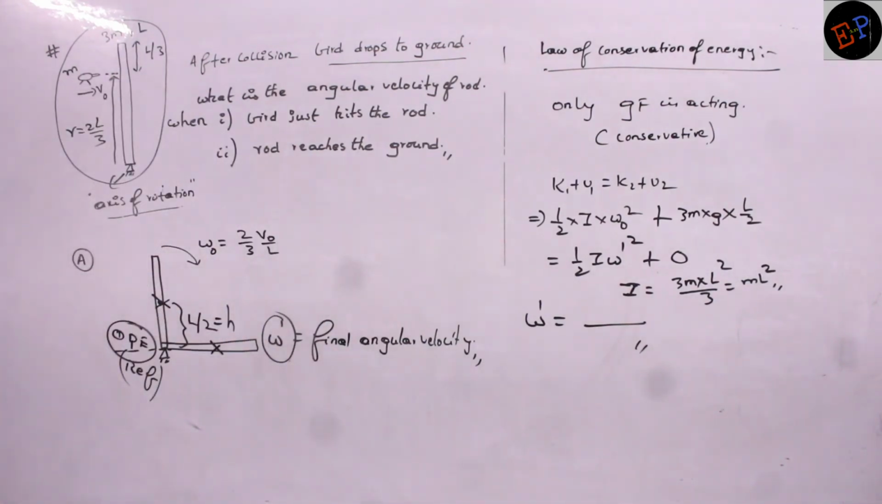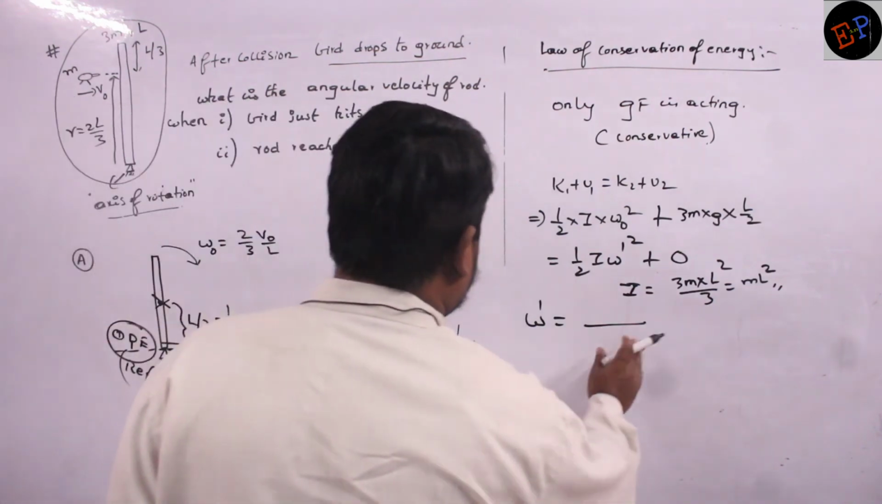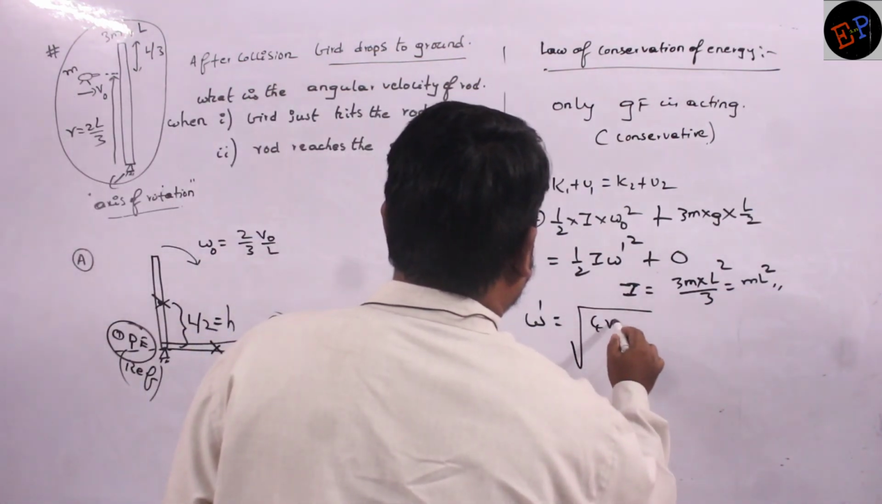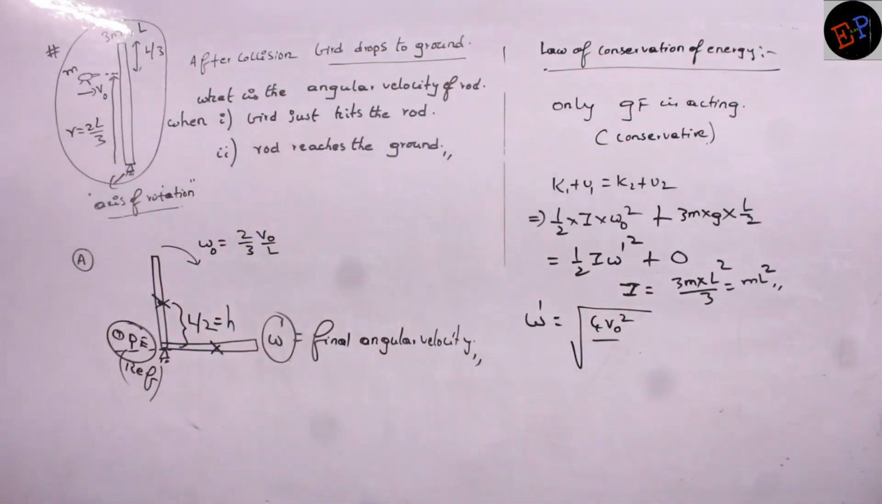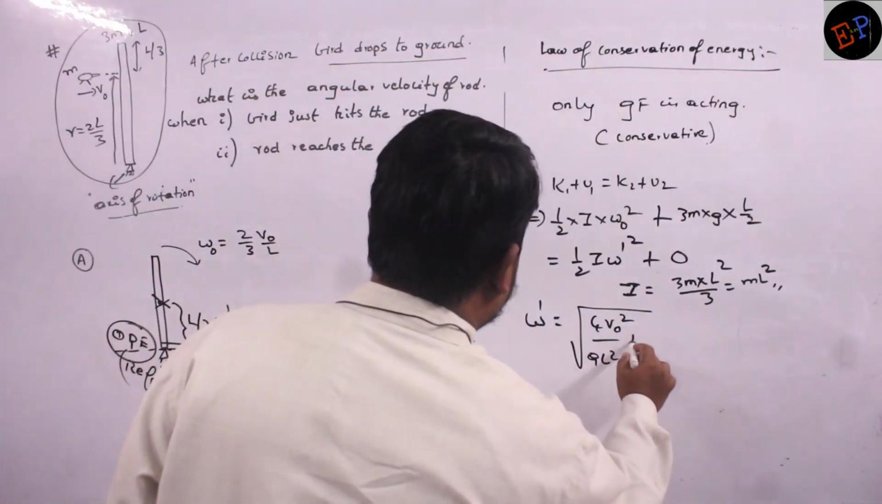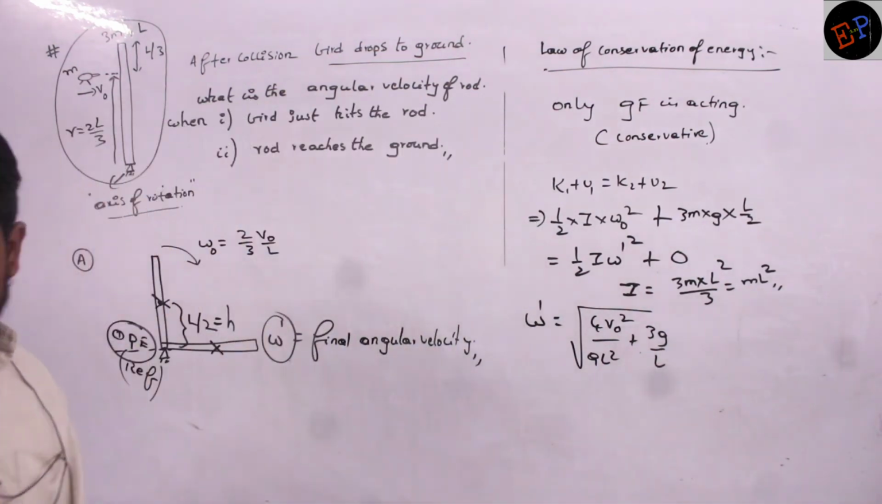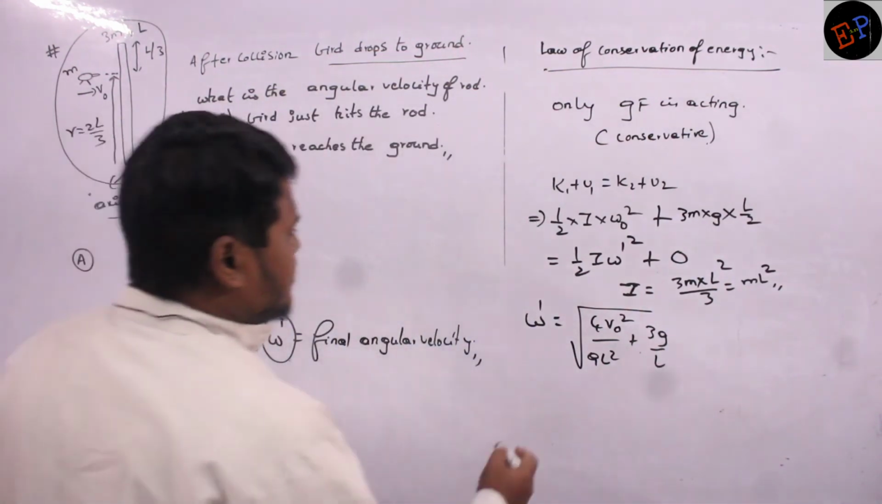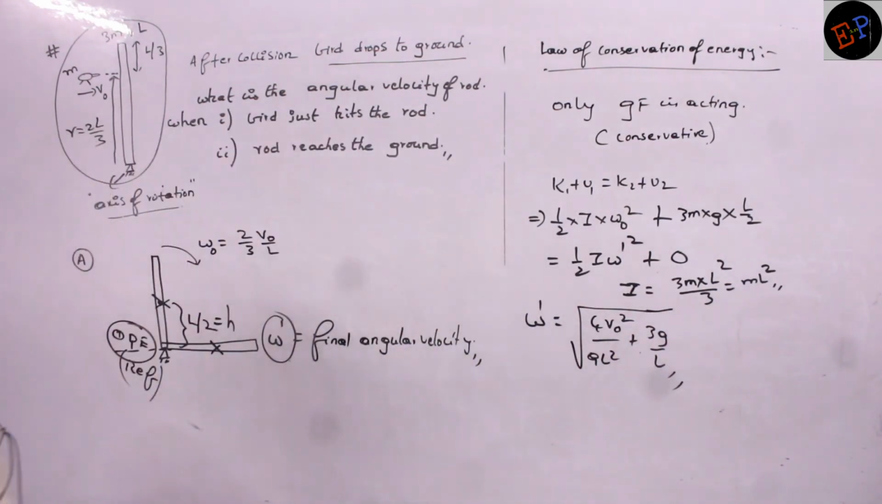So the answer which you should get is square root of 4 V naught square divided by 9L square plus 3G divided by L. So this is the final answer which you should get. Check whether you get this answer or not.